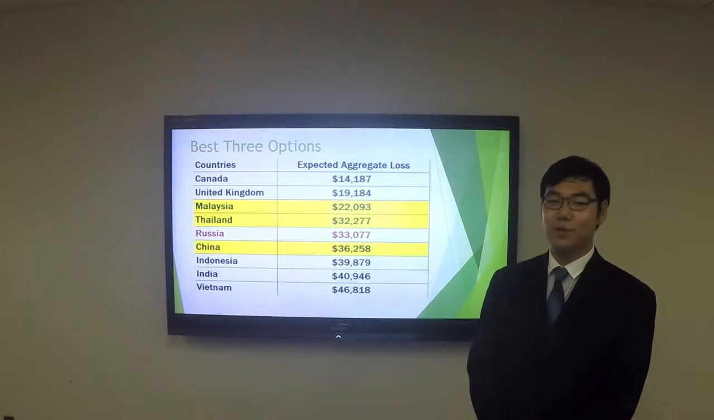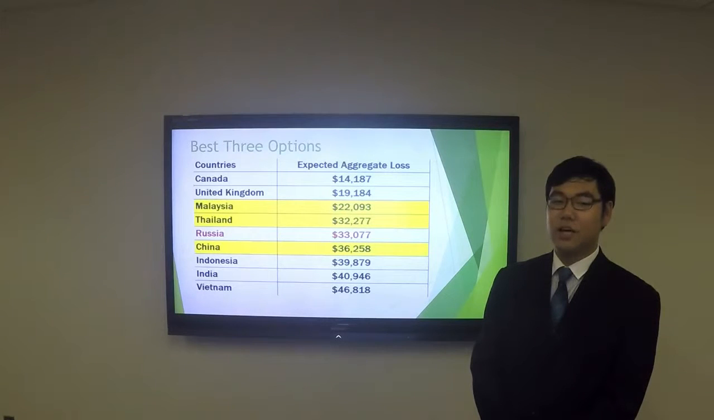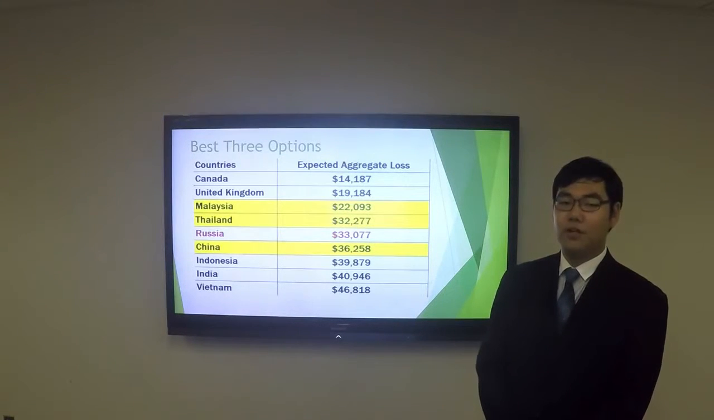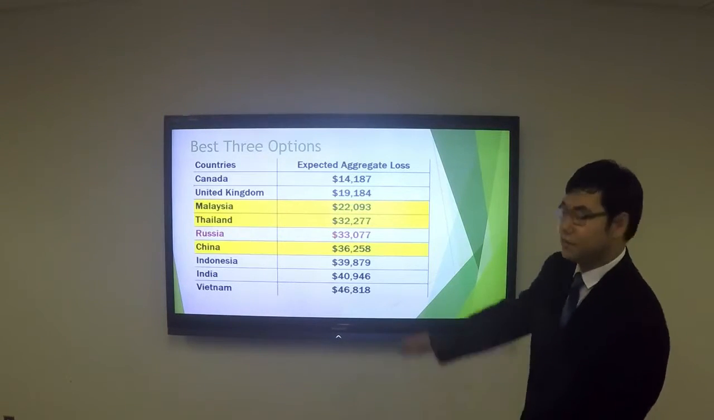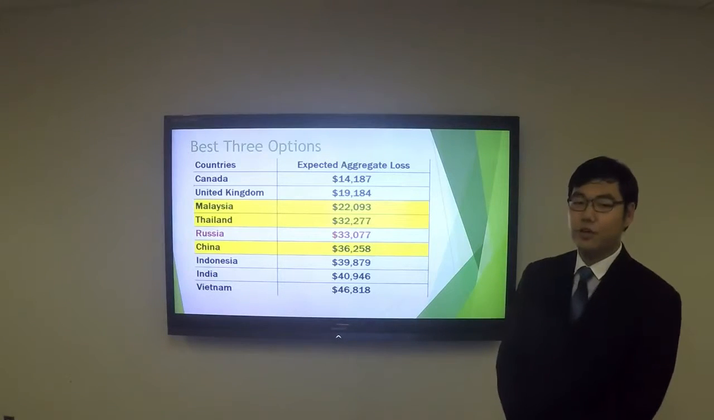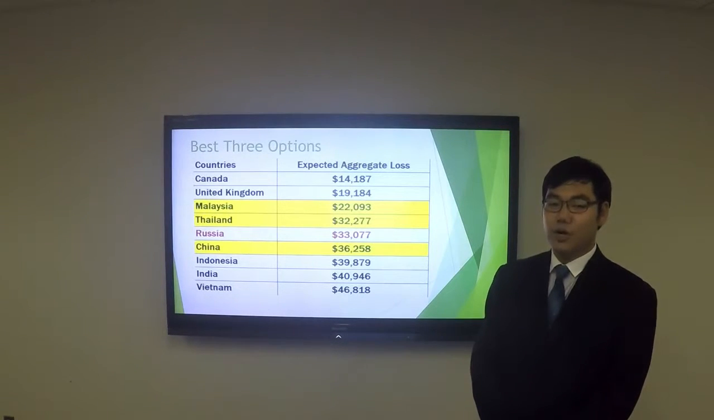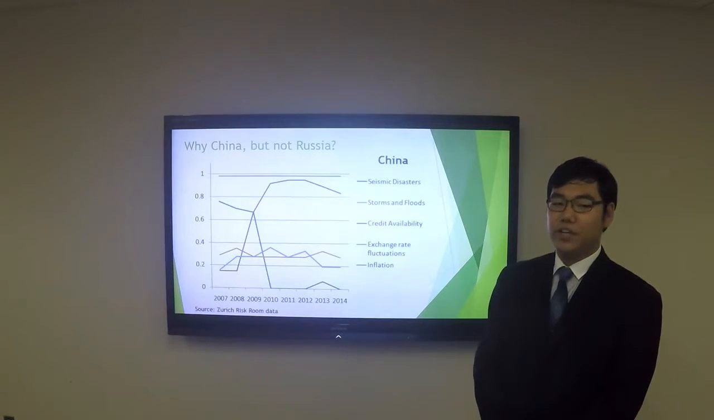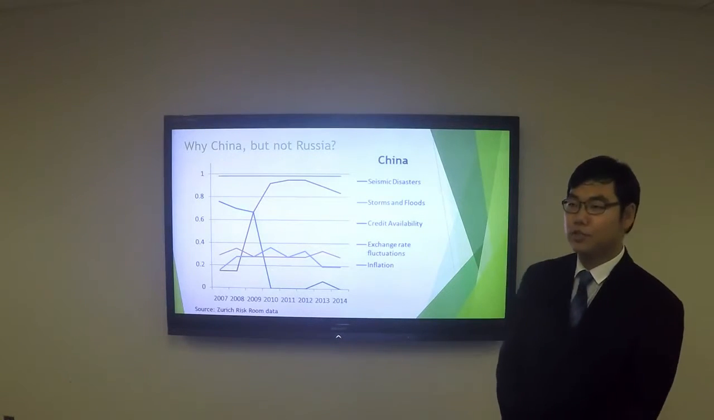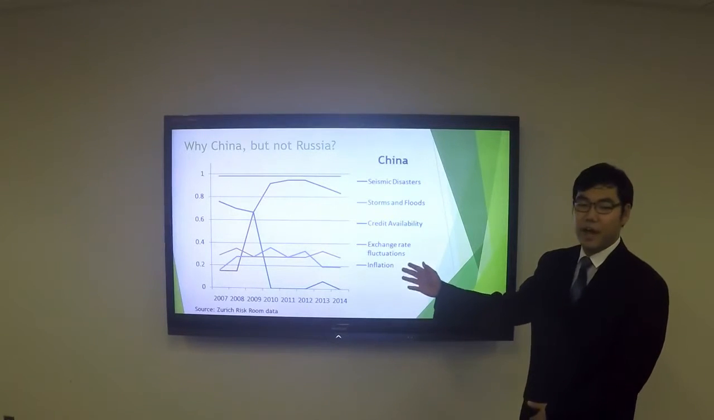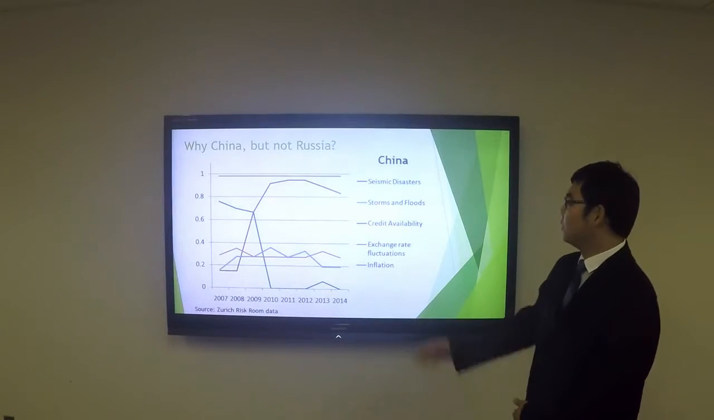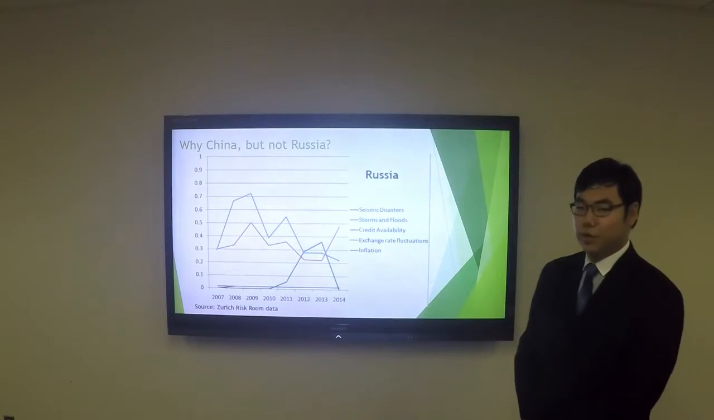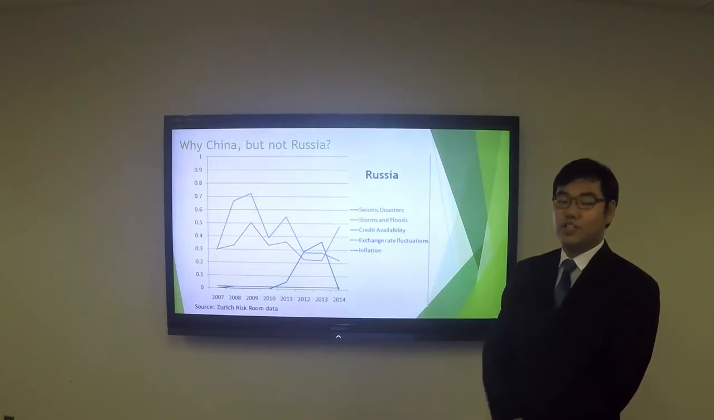We came to this conclusion based on data from risk room ranking and our analysis of the risk floor. We created a model to value the potential loss, as you can see here, of each country caused by risk factors. Russia and China are close to each other after the evaluation. We then tracked the risk trend from the period 2007 to 2014 and found that China's overall risk was decreasing, while Russia's risk was rising, which showed China would be a better candidate.